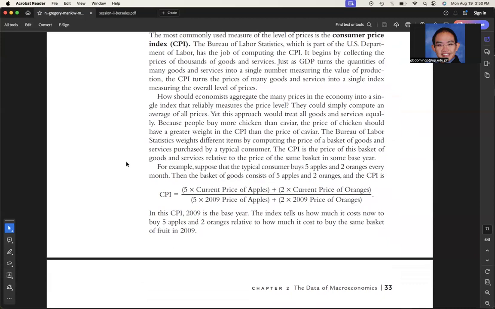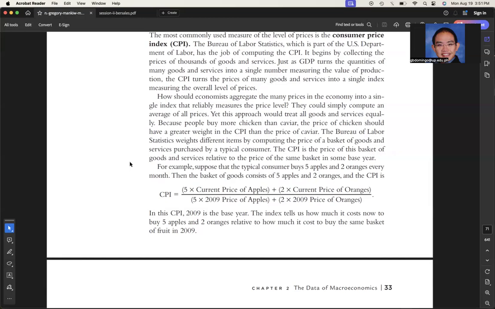So the CPI is the price of a basket of goods and services relative to the price of the same basket in some base year. In other words, the statistical agency has to define a statistical consumption basket, and then it's based on that basket where you decide where now you investigate how much are the costs of each component of the basket, and that's what you aggregate to get your consumer price index.